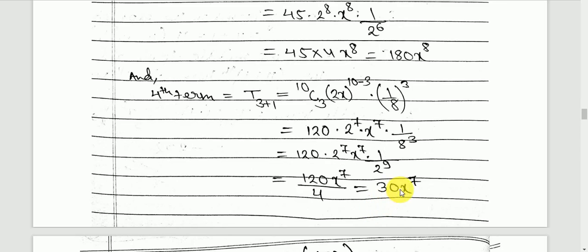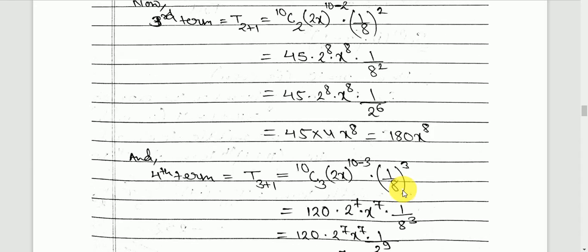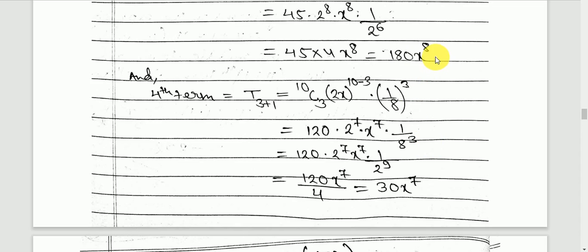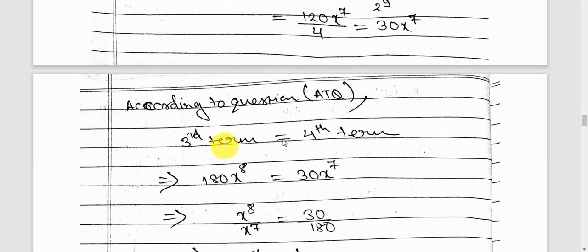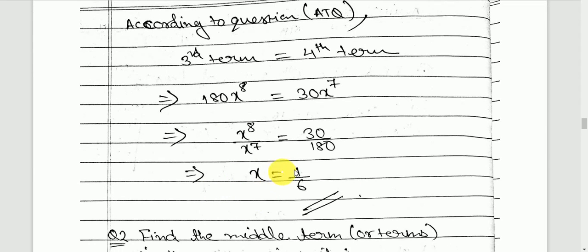The fourth term means t3 plus 1. So 10c3, 2x to the power 10 minus 3, 1 upon 8 to the power 3, 120. From the calculator you can find it, or you can use that formula and find that 120. Simplify, you get 30x to the power 7. But according to the question, the third term and fourth term are equal. That means 180 into x to the power 8 is equal to 30 into x to the power 7. Simplify, you get x equal to 1 by 6.